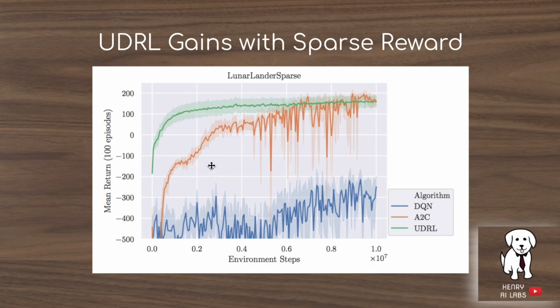This plot shows the gains by having a sparse reward function rather than the dense reward and having the upside-down reinforcement learning algorithm outperforming deep Q learning and actor-critic algorithms in this case. So I think it's really interesting to think of the way that the reward function is designed and how it might limit different paradigms for reinforcement learning like upside-down reinforcement learning.